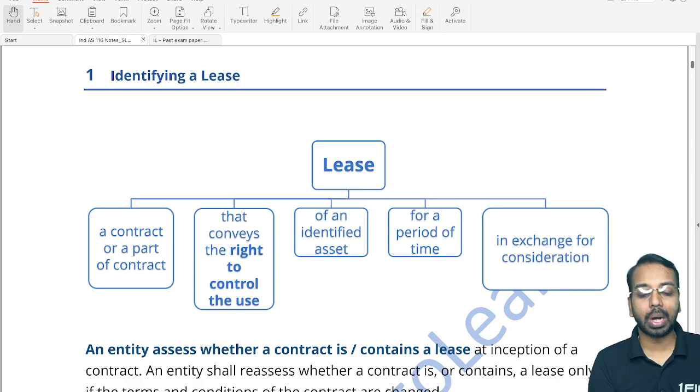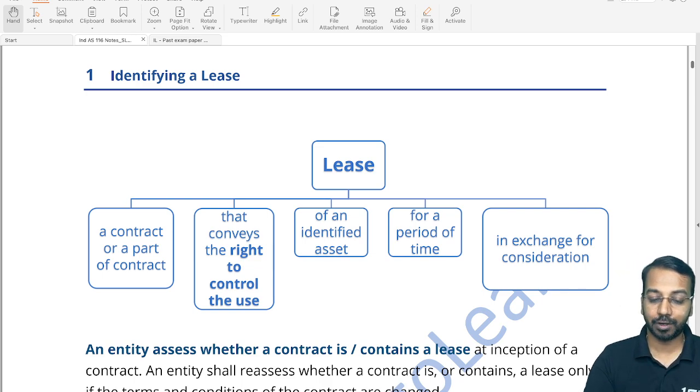Sir, what if a contract does not fall under Ind AS 116, though it is a type of lease? Then in that case we will not call it a lease, because as per Ind AS, lease has to be as per Ind AS 116. All of those would fall under Ind AS 115. So if a contract does not fall under lease, then you will take that contract to Ind AS 115. So contract is very important.